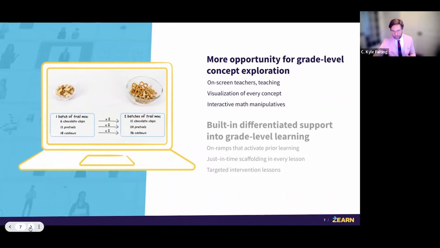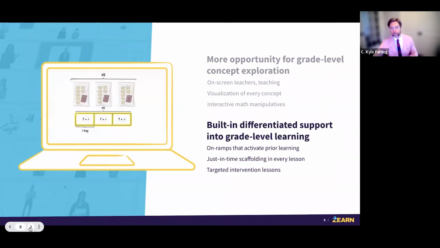We also know all kids don't always master every concept from prior grades, so our materials don't assume they do. Digital lessons provide multiple layers of built-in differentiated support right when a student struggles.